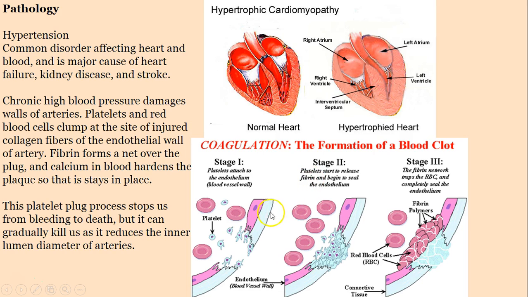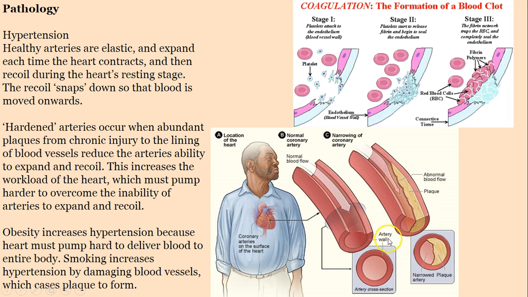Let's start with this. If you remember that introductory video, we have a damaged endothelium here, and platelets are going to attach to that. They're going to attract red blood cells and fibrin, and then we get this platelet plug. It keeps us from bleeding to death, and then there's some calcium deposited on here. The diagram's not showing that. Calcium's going to harden that plaque. Now, it saves our life, but it slowly kills us because this is going to decrease the diameter of the lumen over time. We can see it lower right.